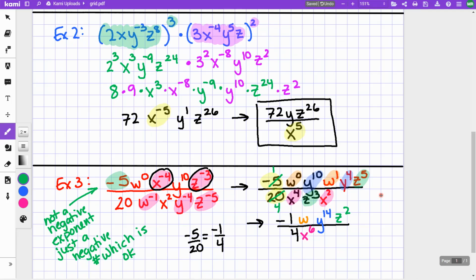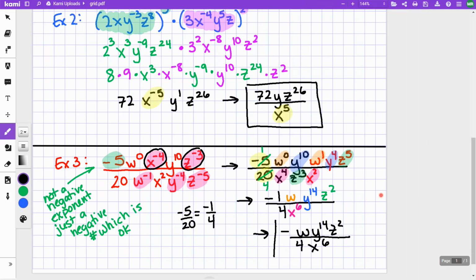Now, I can write that -1 in front, but I really don't need to have the -1 written in front of these variables. So I can just have negative w, y to the 14th, z to the 2nd, over 4 x to the 6th. And that would be my final cleaned up answer.